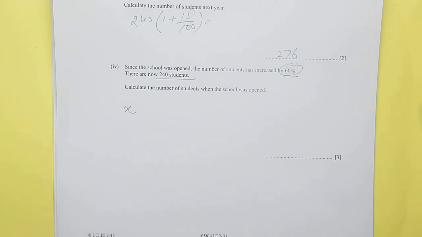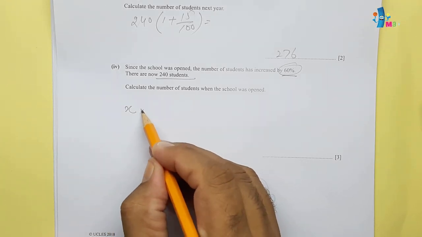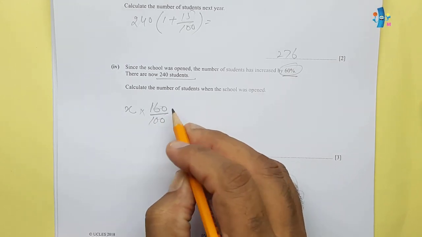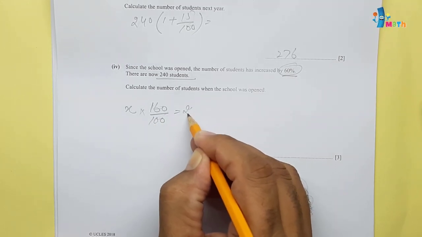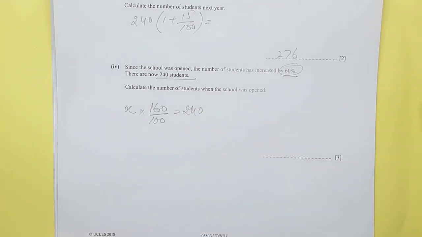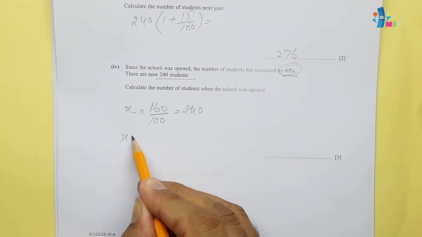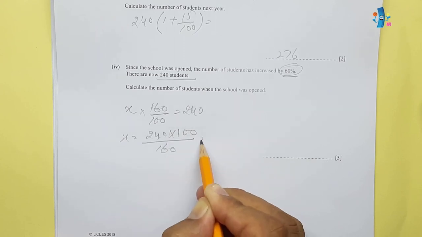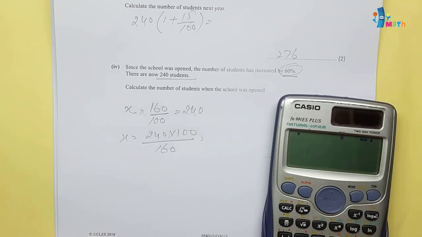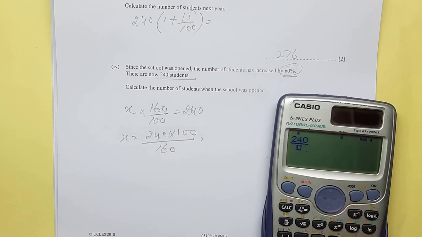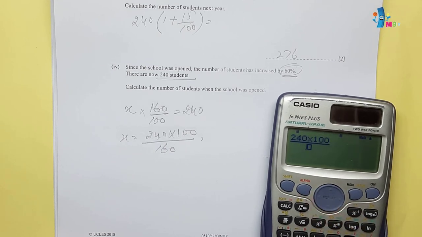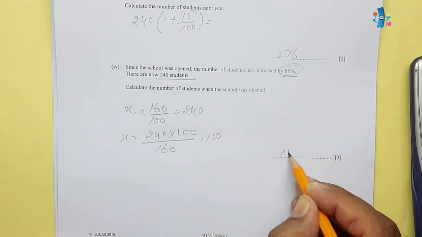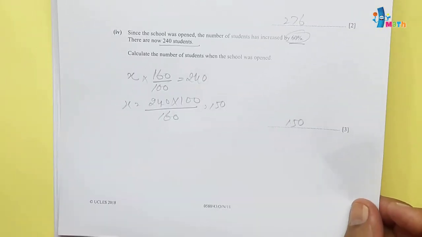In reverse percentage question, we are taking original amount as X. And 160, why 160? Because the 60% increment. So this will be 160 over 100. So this is equal to, now present number is 240. So X will be equal to 240 multiplied by 100 divided by 160, and this will be simplified to 100 over 160, this will be equal to 150. So at the start of the school, it was only 150 students.